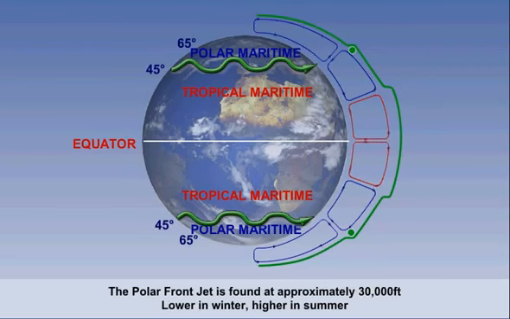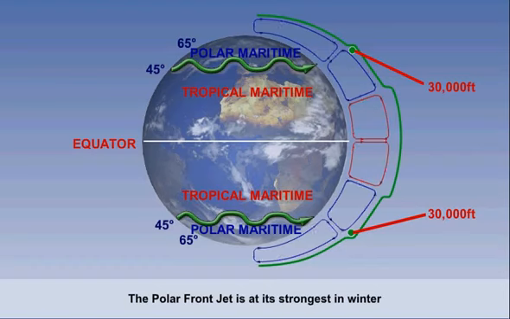Since this jet stream is found at higher latitude, we'd expect it to be at a slightly lower altitude than the subtropical jet stream. In fact, it's commonly found at about 30,000 feet, roughly the 300 hectopascal level. This level changes as the jets move north and south. Again, in winter, expect them to be at a slightly lower altitude than in summer.